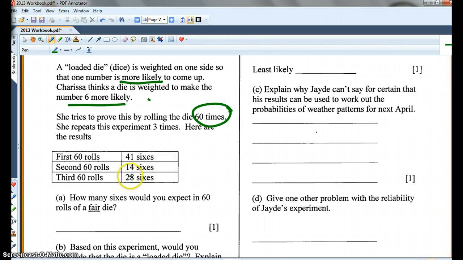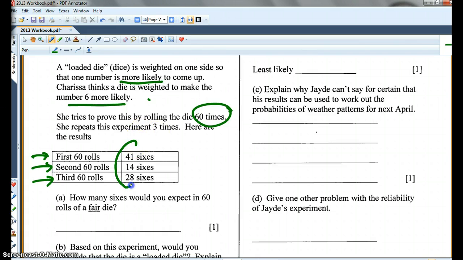So 28, 41 plus 14 plus 28. I suspect it adds to 60. Can anyone confirm that? No, it doesn't, but she rolled it 60 times. Oh, I'm not reading the question. First 60 rolls, second 60 rolls, third 60 rolls. Right. Okay. How many sixes would you expect in 60 rolls of a fair dice?